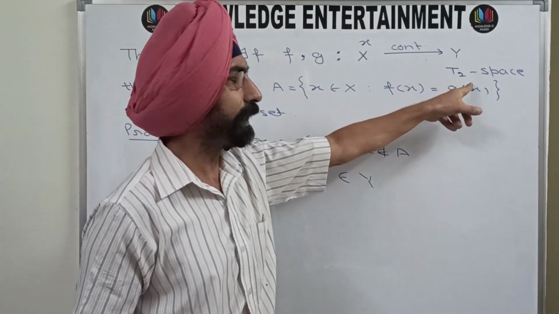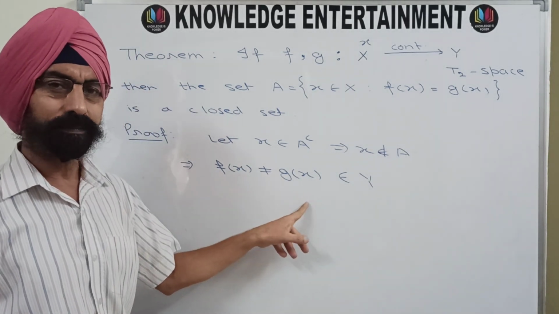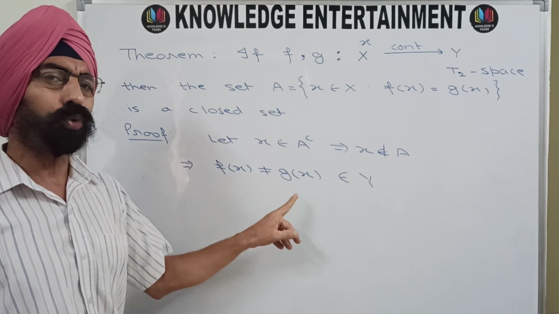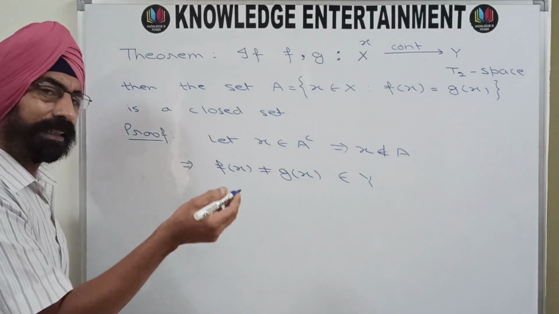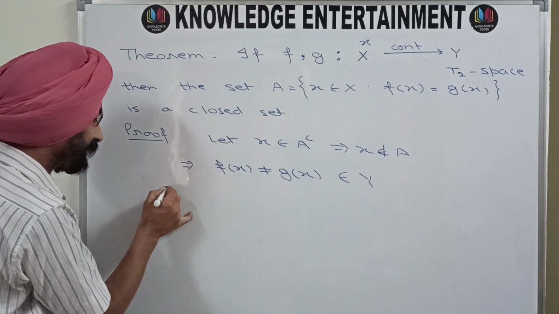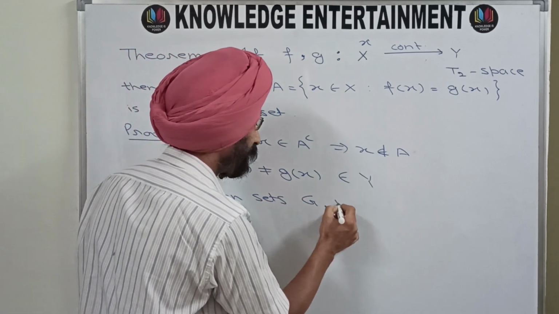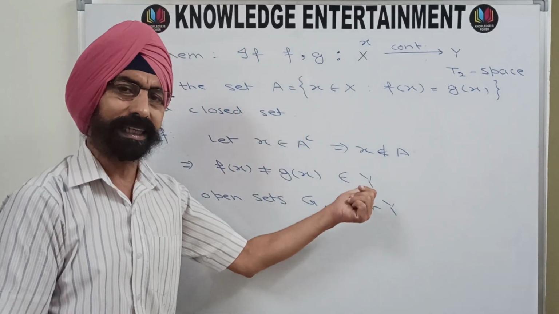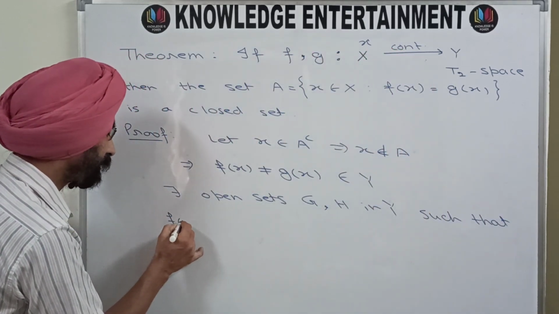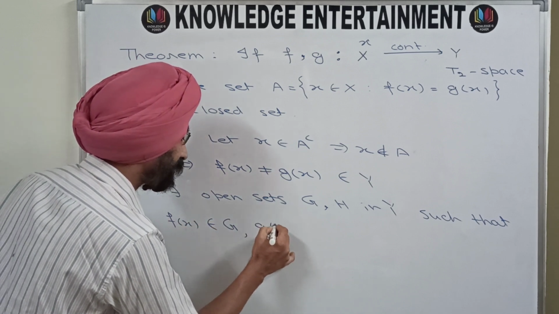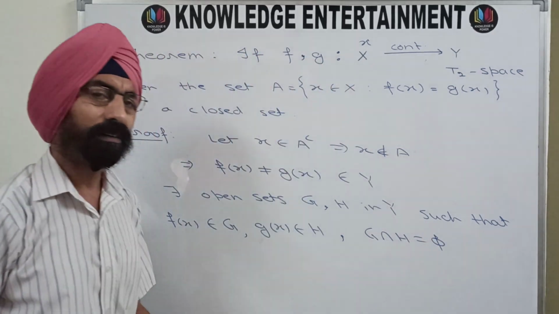Also, Y is given to be a T2 space, that means a Hausdorff space. If in a Hausdorff space there are two distinct members, by the definition of Hausdorff space you can find two open sets, one containing f(x), the other containing g(x), and their intersection will be phi. So by the Hausdorffness of Y, there exist open sets G and H in Y such that f(x) belongs to G, g(x) belongs to H, and the intersection of G and H is phi.